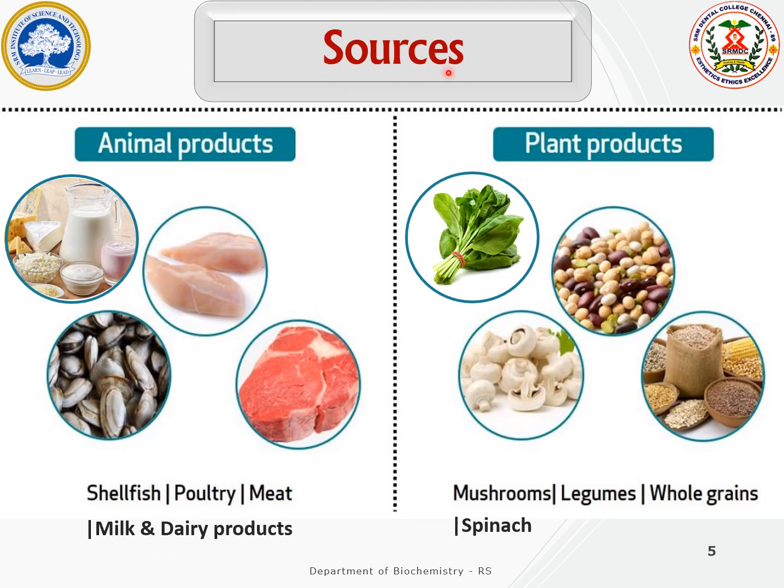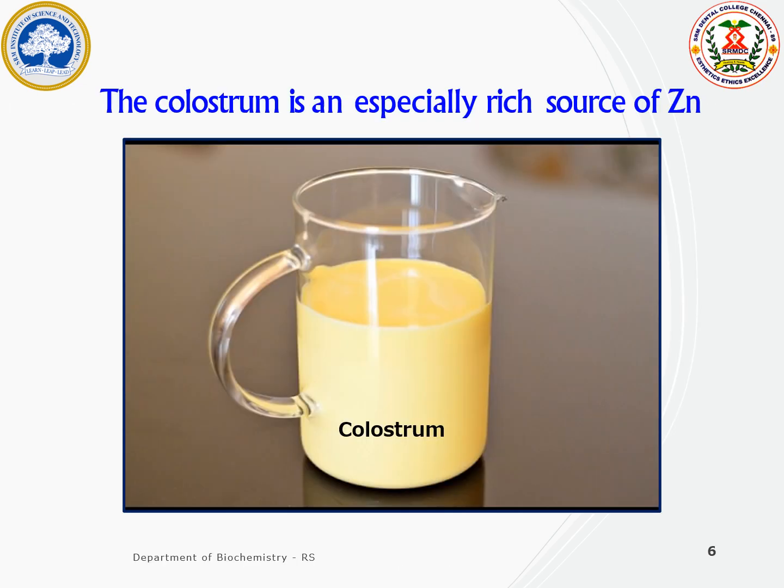Let us look into the sources of zinc. From animal-based food, milk and milk products, poultry, shellfish and meat are found to have the highest quantity of zinc. From plant-based food, spinach, legumes, mushrooms and whole grains are found to be rich sources of zinc. Previously, we have seen various sources of zinc. In spite of that, colostrum is found to be the richest source of zinc.